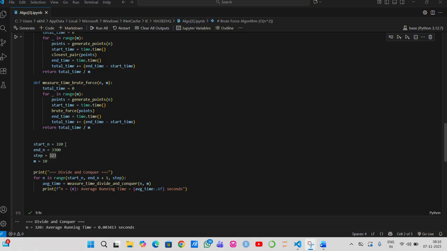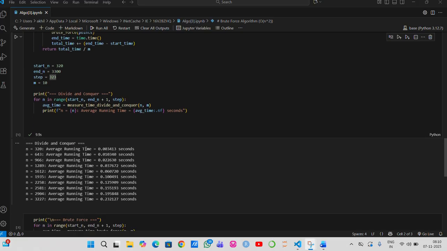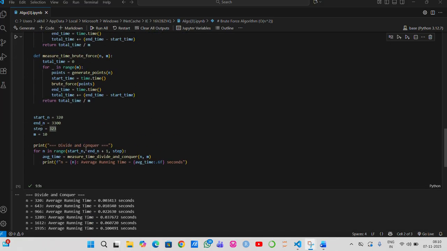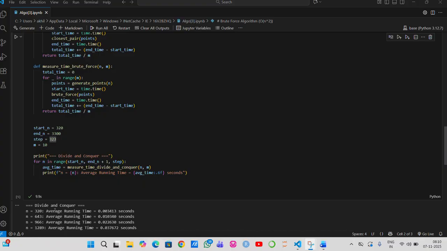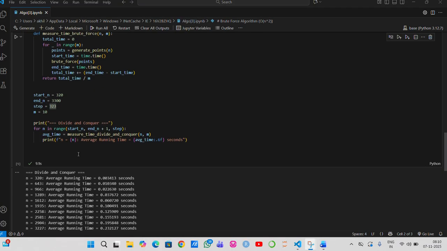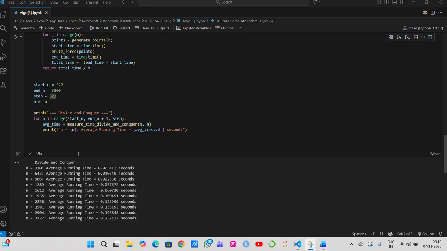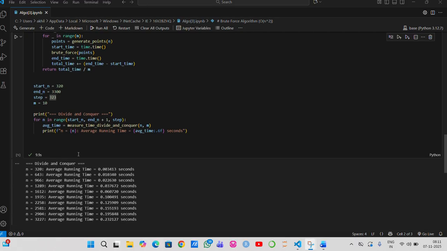and ending at 3,330 points, where brute force was in the range of several minutes. On the other hand, the divide and conquer algorithm stayed under 20 seconds, even for the 3,330 points, showing a huge improvement.